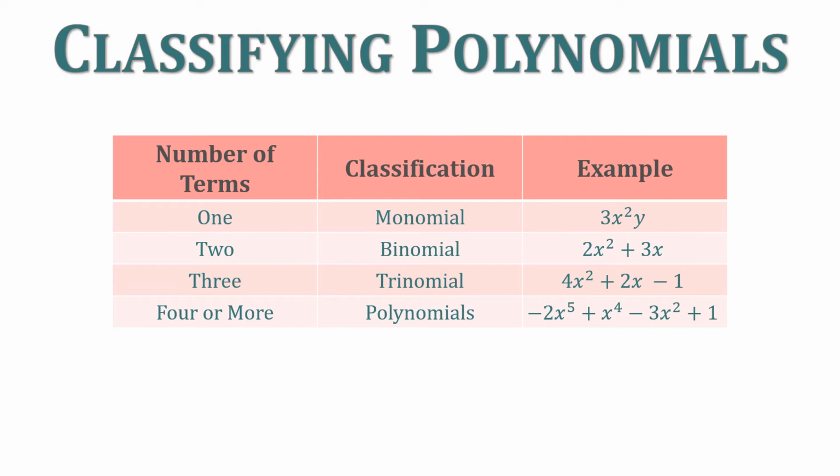Three terms such as 4x squared plus 2x minus 1. 4x squared is one term, 2x is another, minus 1 is our third term. Since I have three terms, it's called a trinomial. Just like a tricycle has three wheels, a trinomial has three terms. And then anytime I have 4 or more terms, that is what we refer to as polynomials. So negative 2x to the fifth plus x to the fourth minus 3x squared plus 1. That expression has 4 terms, therefore it is referred to as a polynomial.